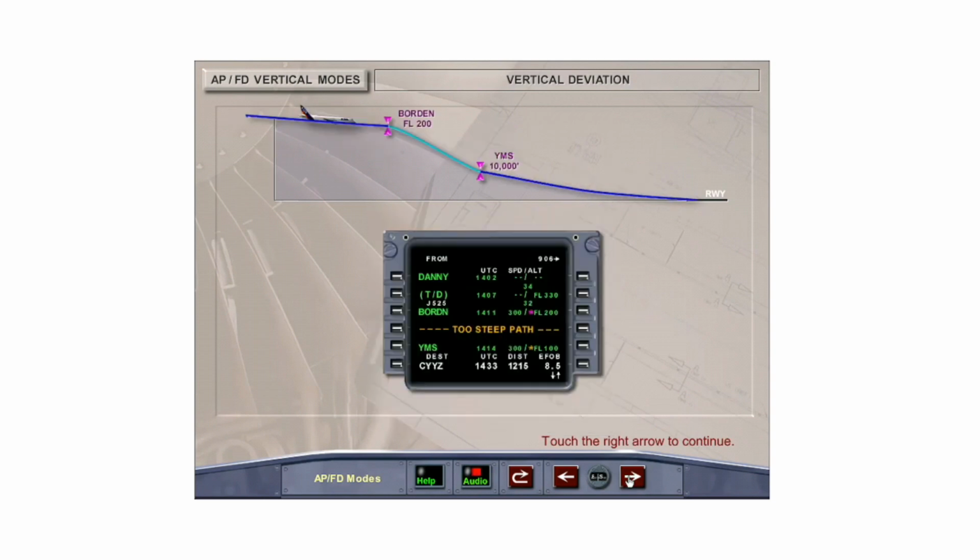If a descent segment between two constraints is predicted to be impossible to satisfy, with 1/2 speed brakes extended, the message "Too steep path ahead" is displayed on the MCDU, and all predictions between the 2 points will not be displayed.